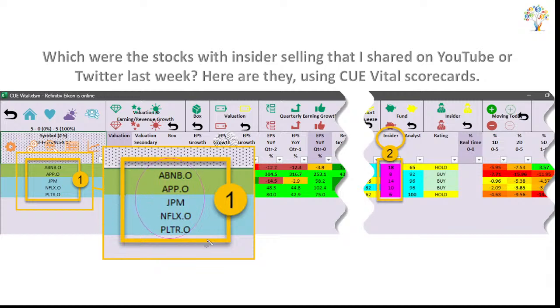These were the stocks ABNB, APP, JPM, Netflix, and PLTR. All of those stocks had insider selling in Q Vital scorecard.